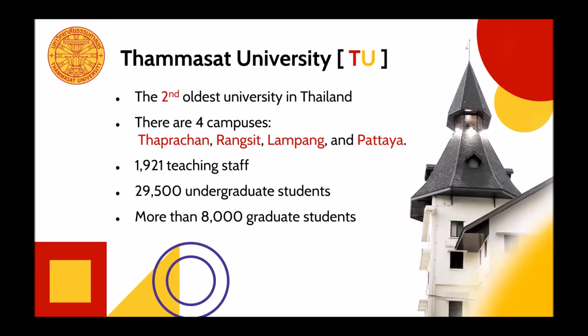All right, next. Let's get back a little bit to Thammasat University, because SIIT is a part of Thammasat University, so we have to mention it a little. As you may know, Thammasat University is the second oldest university in Thailand, and there are 4 campuses: Tha Prajan campus located in Bangkok, and the second one is Rangsit campus, and now we are in Rangsit campus. Rangsit campus has become the biggest campus and the main campus of Thammasat University, because most of the faculties are located here. Apart from Tha Prajan and Rangsit, we also have Lampang campus and Pattaya campus. At the moment, there are around 30,000 undergraduate students and around 8,000 graduate students in Thammasat University.